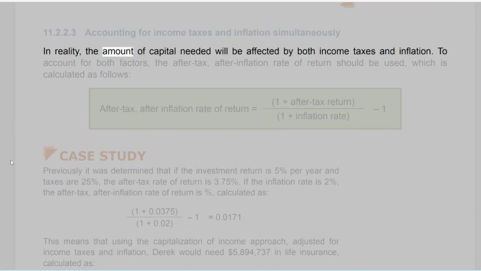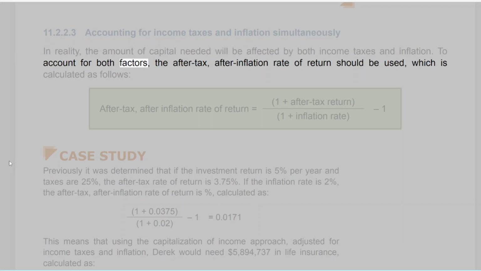In reality, the amount of capital needed will be affected by both income taxes and inflation. To account for both factors, the after-tax, after-inflation rate of return should be used, which is calculated as follows.